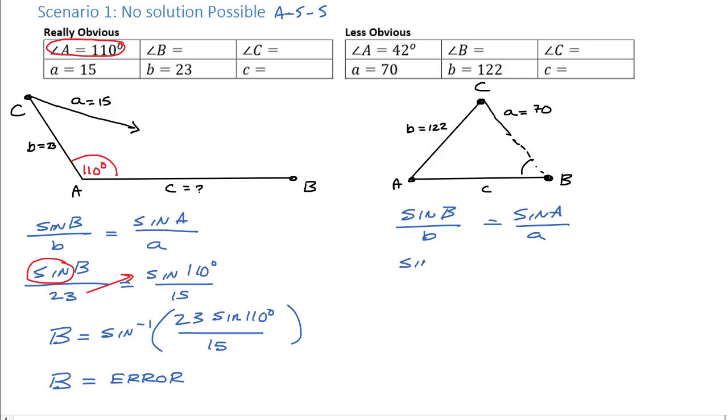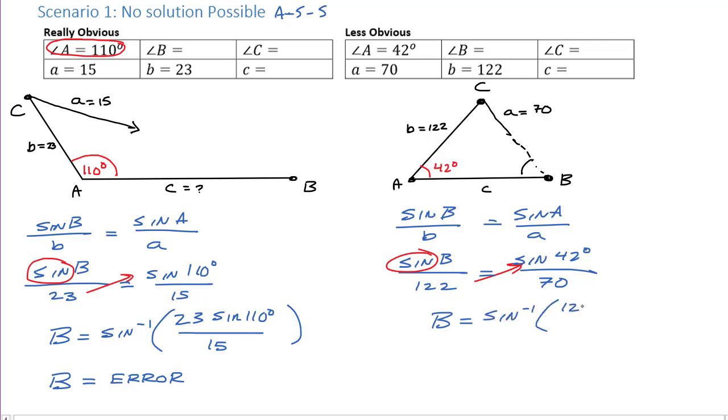All right, so sine of B, no idea what angle B is, divided by 122 equals sine of A. Oops, I forgot to write that in my diagram. There's angle A right there at 42 degrees. All right, sine of 42 divided by side A, which is 70. And long story short, again, we're going to multiply both sides by 122. Then to get rid of sine, we have to take the sine inverse. And once you do all that, you're going to get B equals the sine inverse of the entire fraction, 122 times sine of 42 divided by 70.